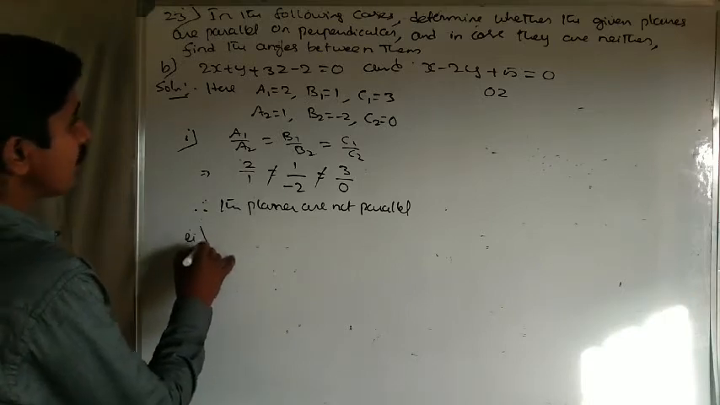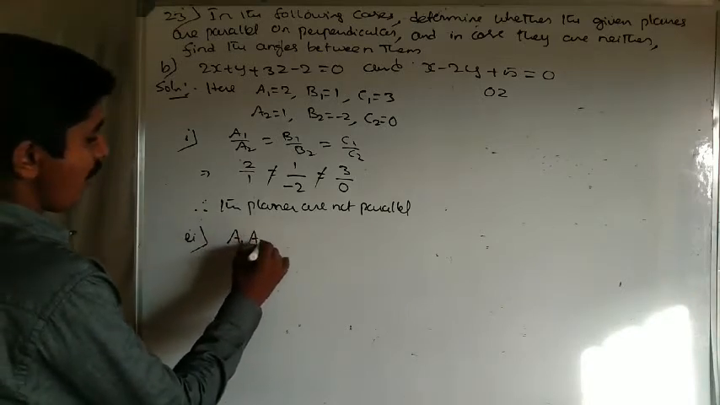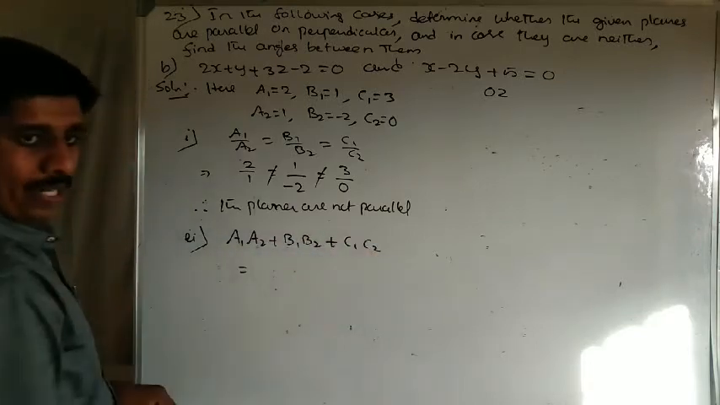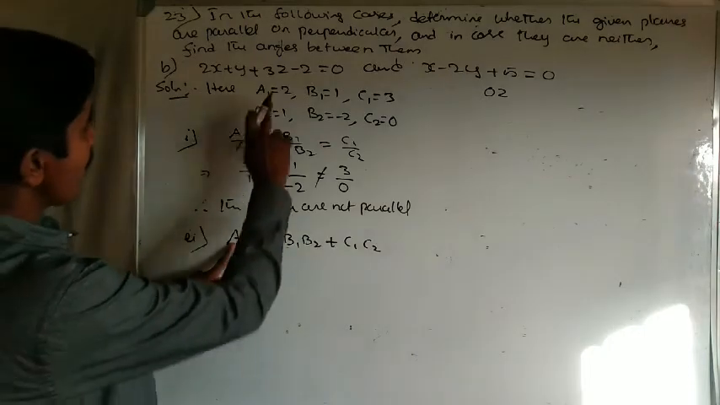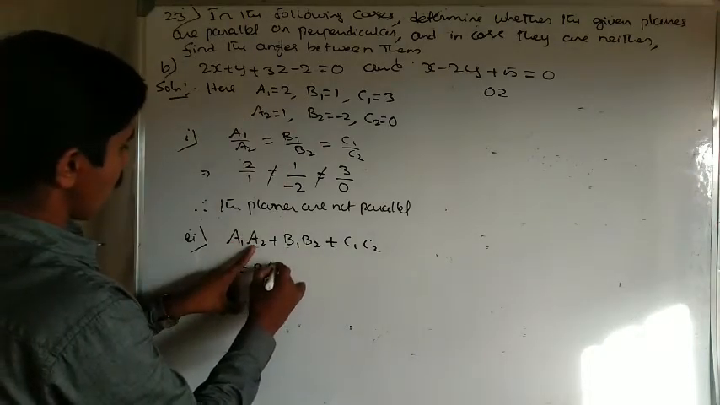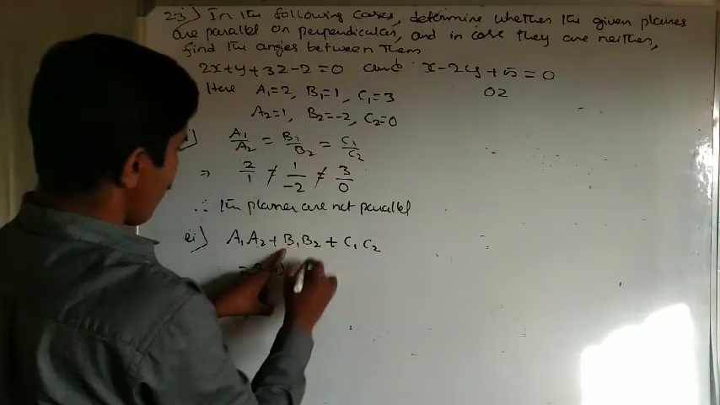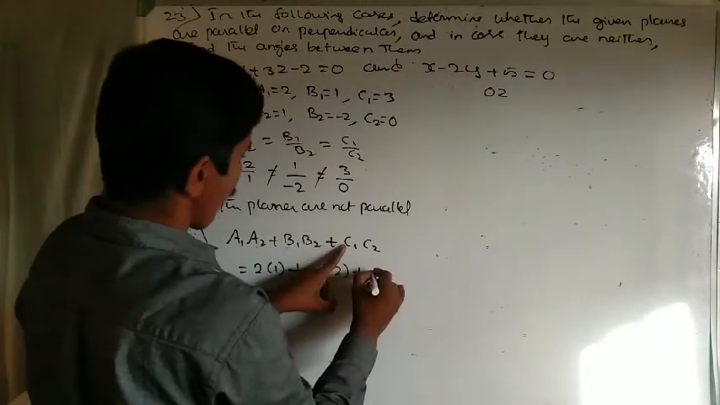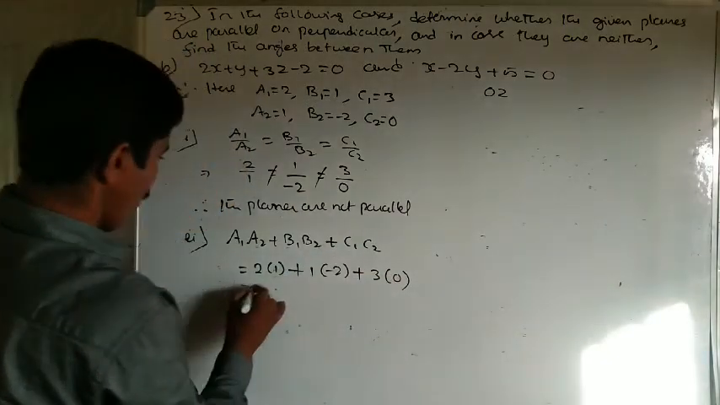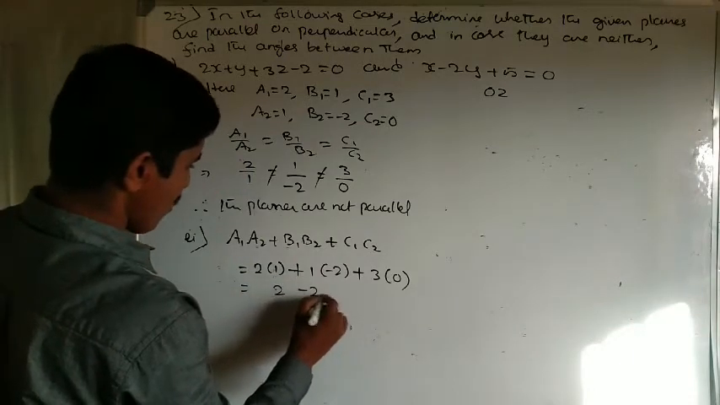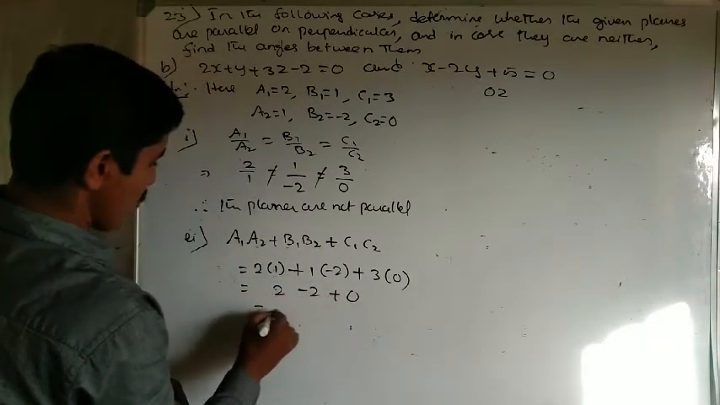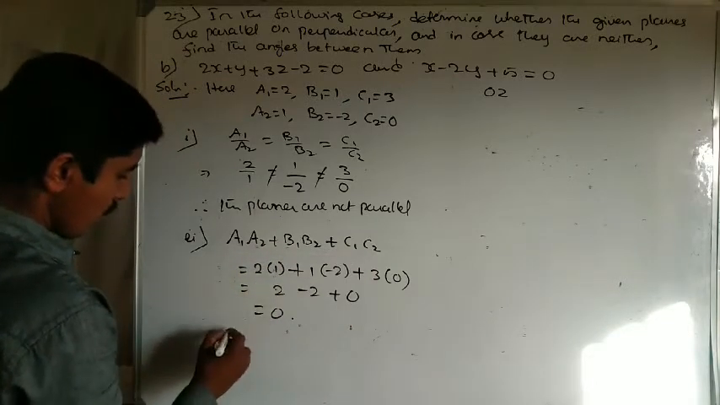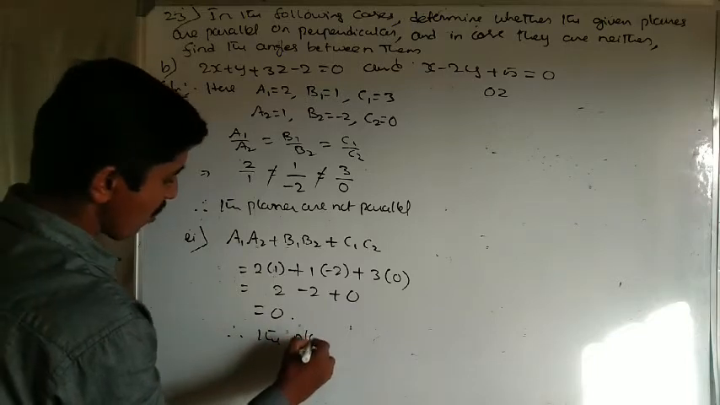Second one, the perpendicular condition: a1 a2 plus b1 b2 plus c1 c2. Substituting values: a1 is 2, a2 is 1, plus b1 is 1, b2 is minus 2, plus c1 is 3, c2 is 0. 2 into 1 is 2, plus 1 into minus 2 is minus 2, plus 3 into 0 is 0. 2 minus 2 is 0. So a1 a2 plus b1 b2 plus c1 c2 is equal to 0. Therefore, the given planes are perpendicular.